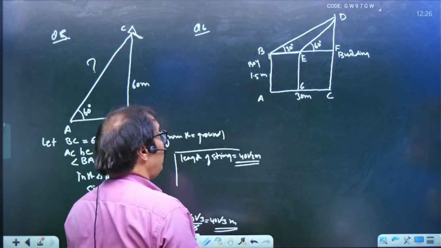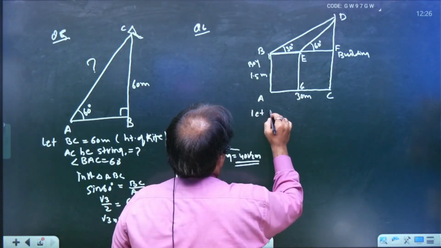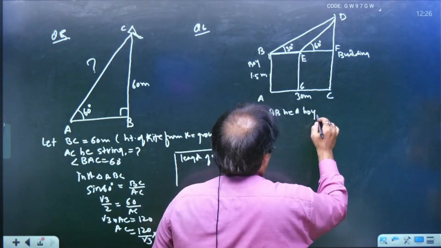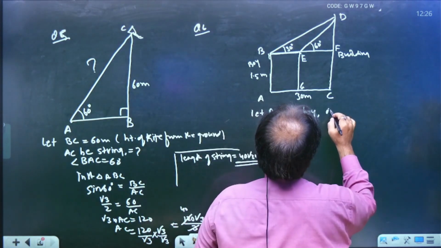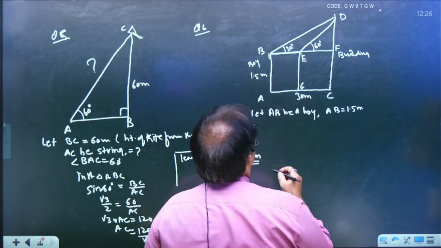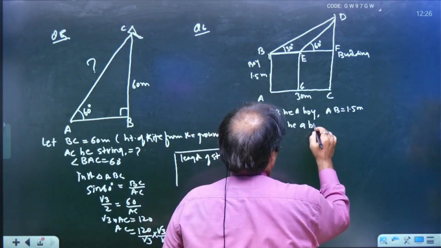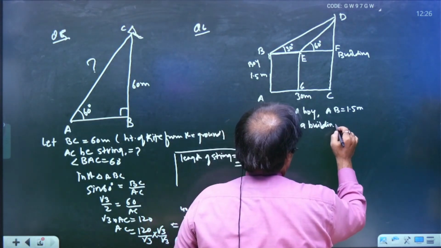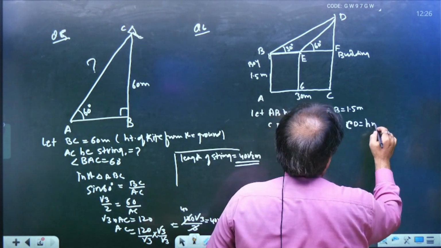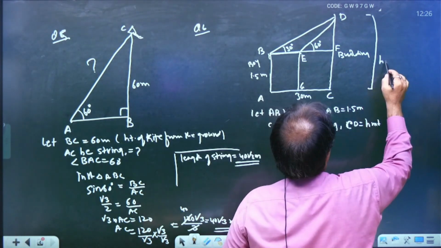Okay. Now write about the analysis, about the figure. Let AB be a boy such that AB is equals to 1.5 meter and CD be a building such that CD is equals to H meter. So this I have supposed H meter.